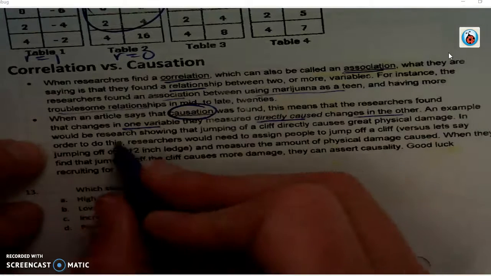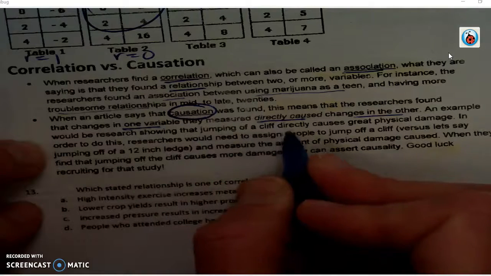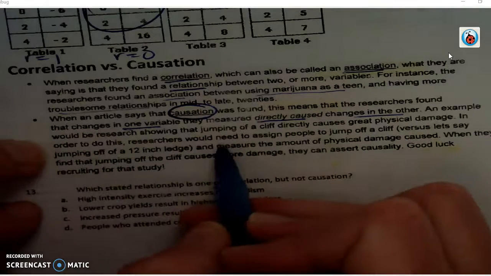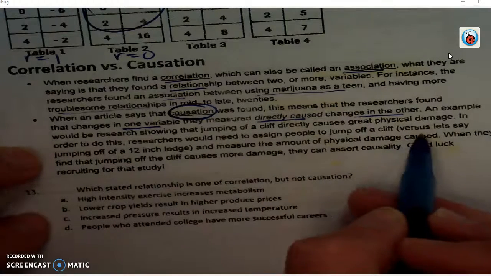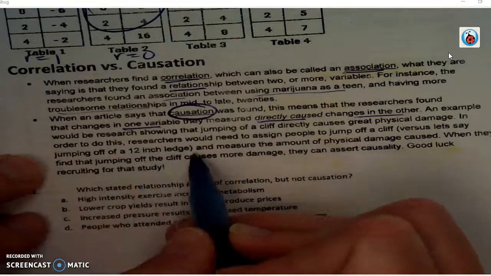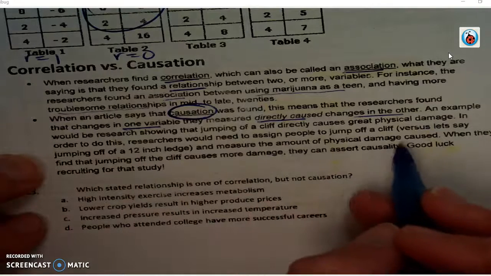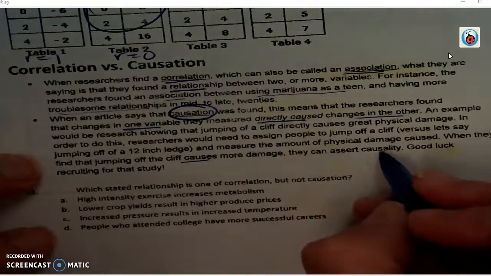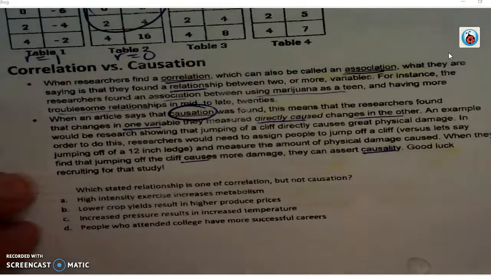An example would be research showing that jumping off a cliff directly causes physical damage. In order to do this, researchers would need to assign people to jump off a cliff versus, let's say, jumping off a 12-inch ledge and measure the amount of physical damage caused. When they found that jumping off the cliff causes more damage, they can say it's causality.